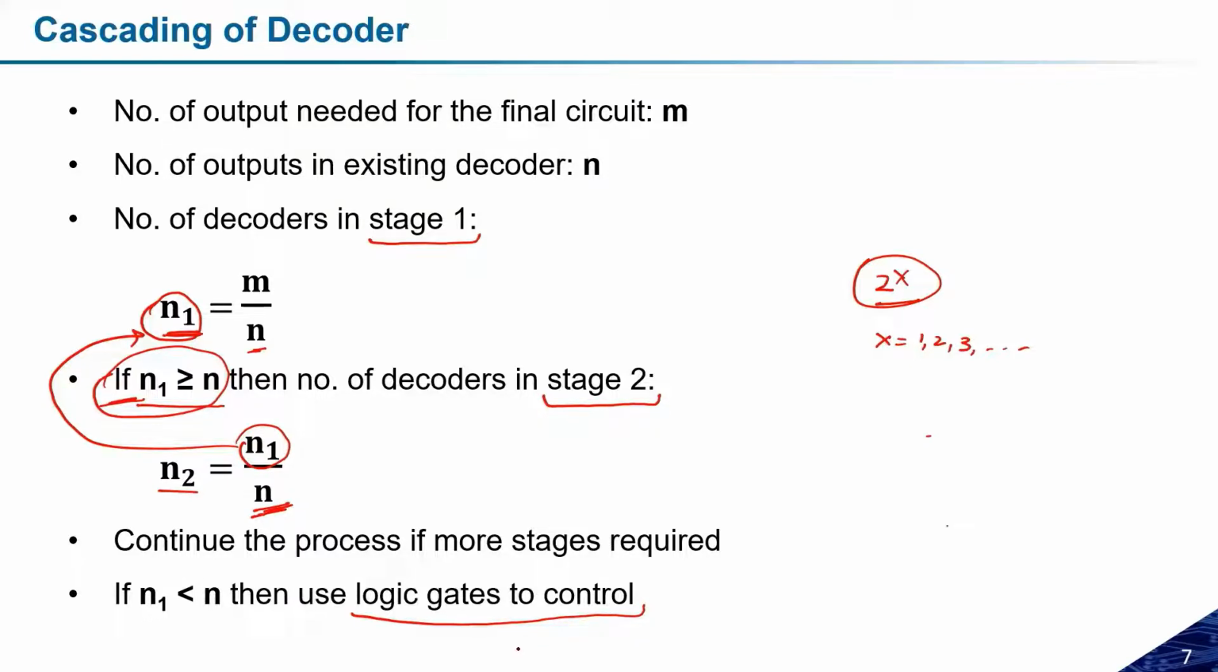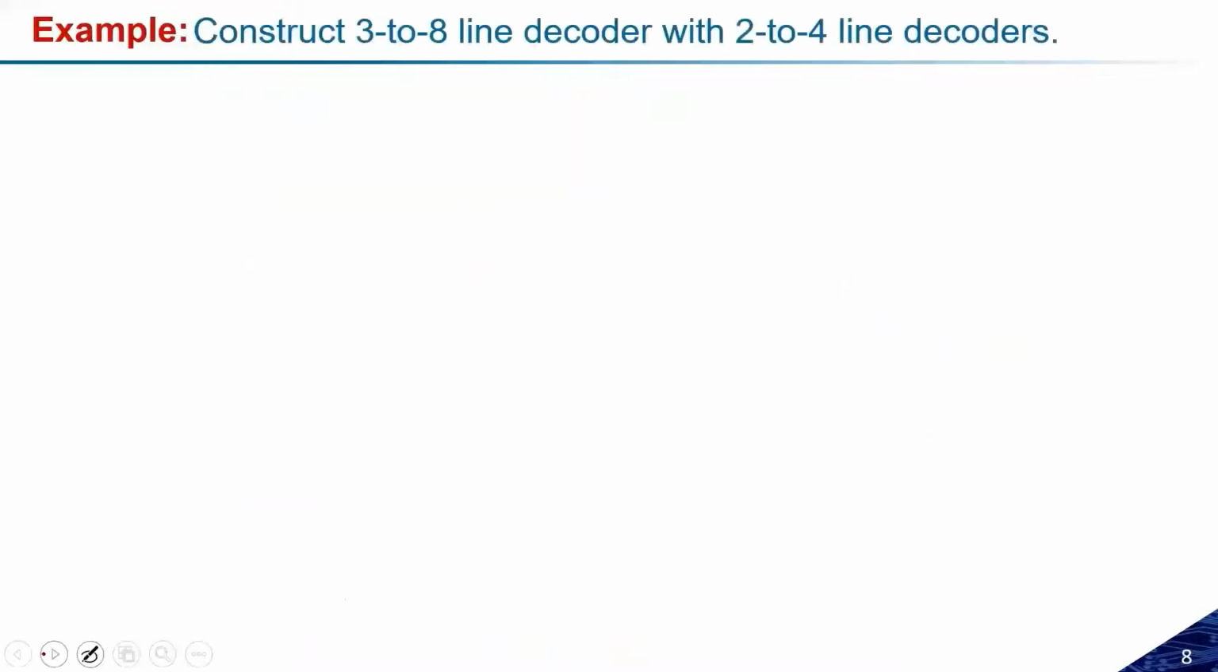So let us try to design something. The first example is the simplest example. Let us construct a 3 to 8 line decoder with 2 to 4 line decoders. Here 8 is the m, the number of outputs of the decoder that we want to design, and 4 is the n, the number of outputs of the existing decoders we have.